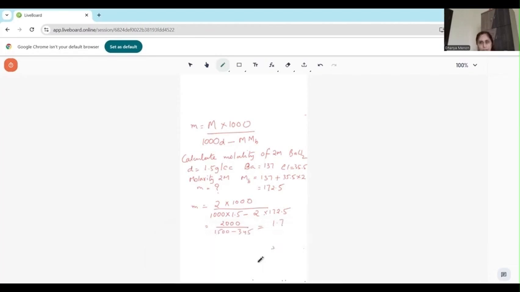So this is a shortcut method to find molality when molarity is given, or vice versa. If molality is given, you can find out the molarity. If you know this relation, it is very convenient. You can save time, just substitute the values and move on. These types of questions are very important, so practice one of them. Mb is the molar mass of the solute.